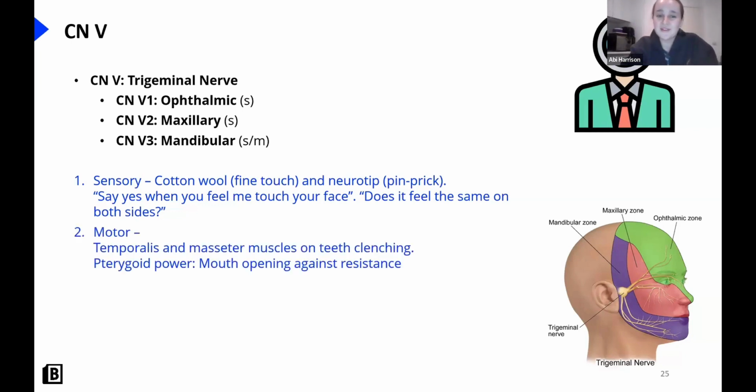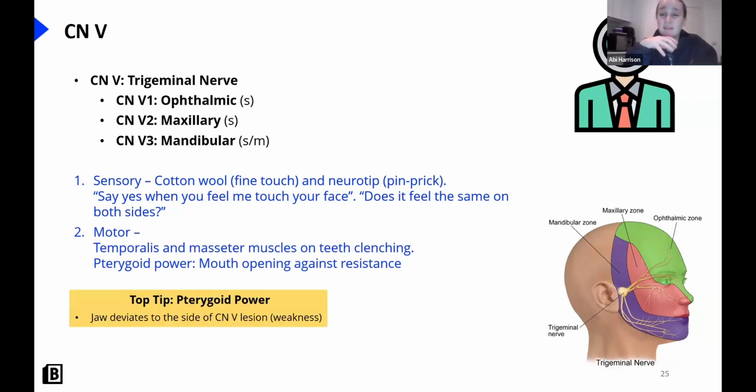The motor component, you're testing your muscles of mastication. So you're feeling the temporalis muscle, which is lateral to your eyes, and then your masseter muscle, which is slightly lower. Put your hands in the correct place, ask the patient to clench their teeth, and you should feel muscle movement. It should feel symmetrical on both sides. And you're going to test the power of the pterygoid muscle, so ask them to open their mouth. Ask them to try and keep it open when you're closing it and provide some resistance. If there's a cranial nerve V3 lesion, so the third part of your trigeminal nerve, there'll be weakness and the jaw will deviate to the side of the weakness.